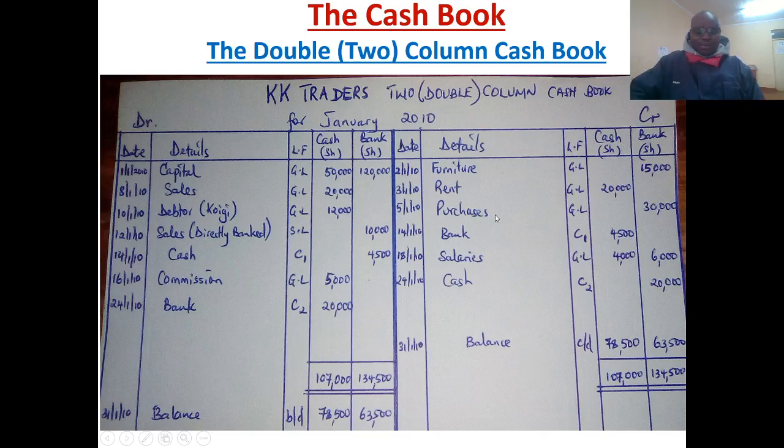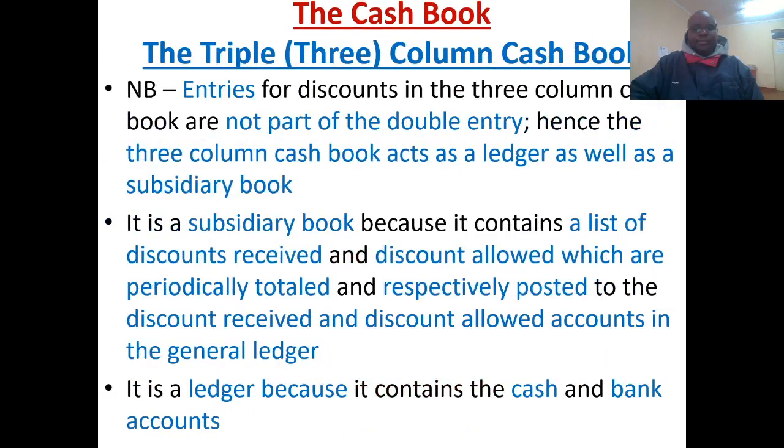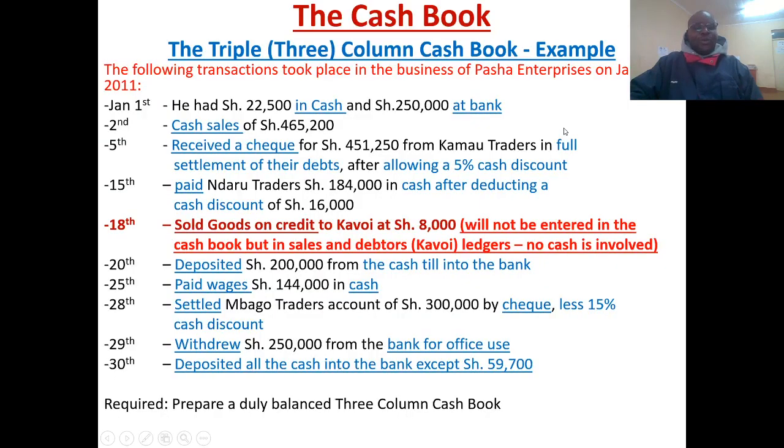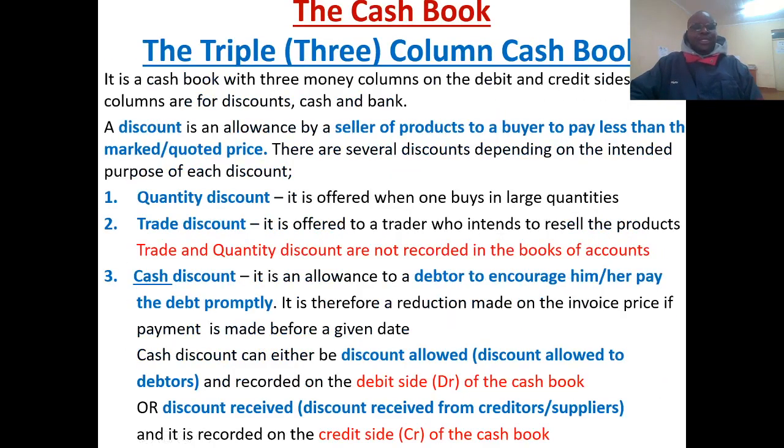The column on the debit side is known as discount allowed, and the column appearing on the credit side is known as discount received. We go back to those discounts.